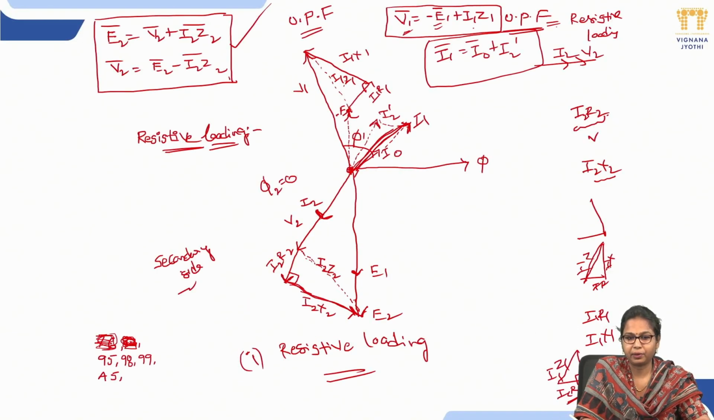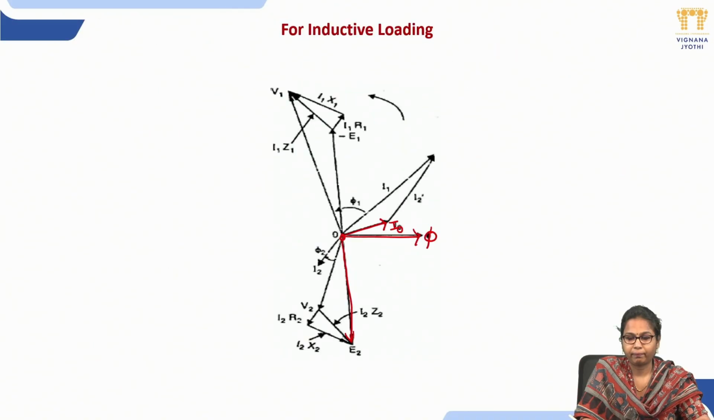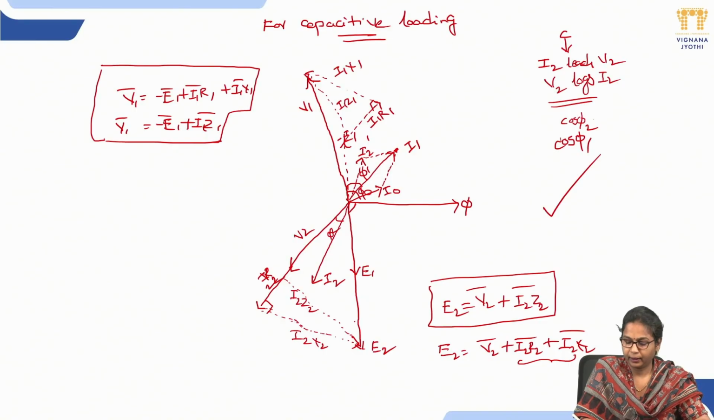And this is how we can also obtain it for resistor loading, inductor loading, and for capacitor loading, where current leads voltage by an angle of phi2: I2 R2, I2 X2, I2 Z2, E2, and minus E1, I2, I0, I1, I1 R1, I1 X1, and primary, for different types of loadings.